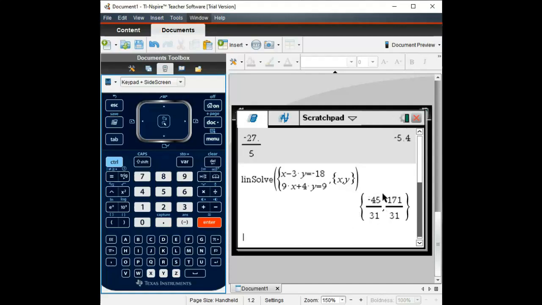Notice it gives me negative 45 over 31. Once again, I notice this is a negative value, which means that my point would be on the left side of the y-axis. So I know this is wrong, because even just being negative tells me that it's wrong, because we had a positive 1.75. So we can go check G.